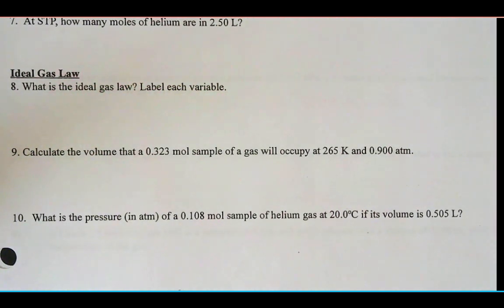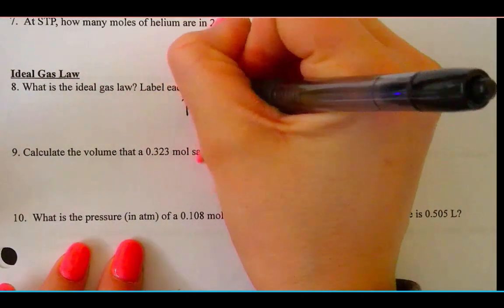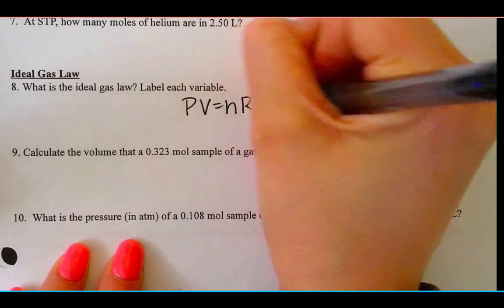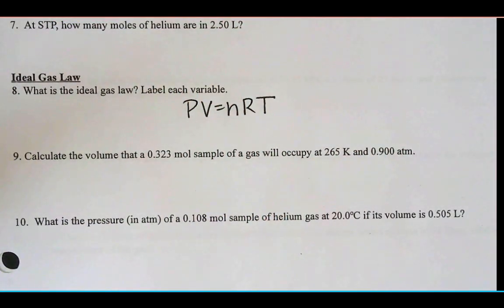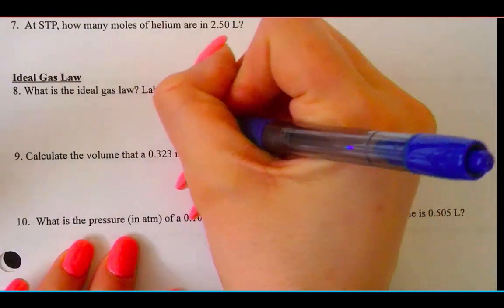So with number 8, what's the ideal gas law? So again, I'm trying to make sure that we review this equation as much as we can. So what's the ideal gas law? PV equals nRT. Here people say Pivner. Again, this is at the bottom of page 3 on part E. PV equals nRT. Now it says label each variable. So we're reviewing lots of ideal gas law today.